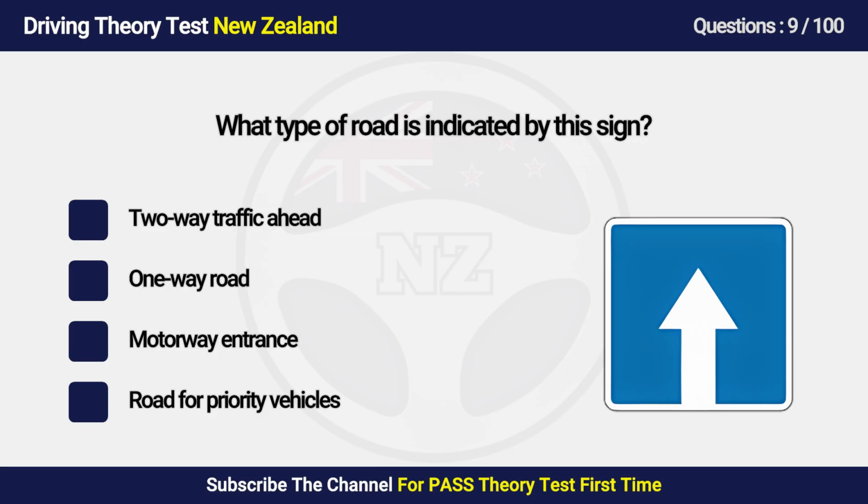A. Two-way traffic ahead. B. One-way road. C. Motorway entrance. D. Road for priority vehicles.